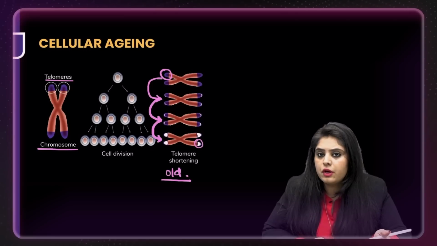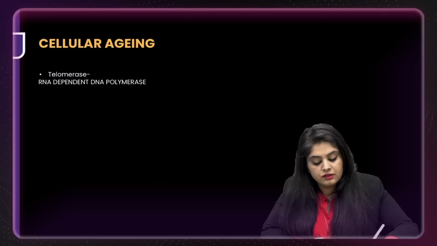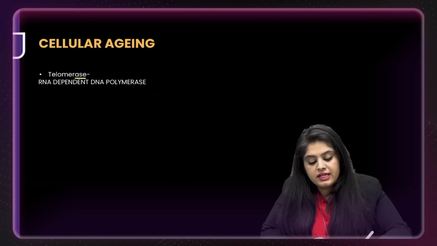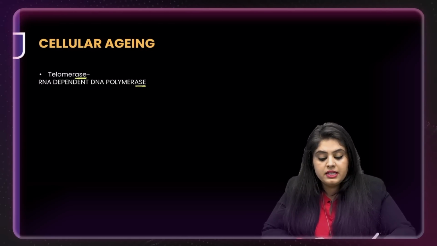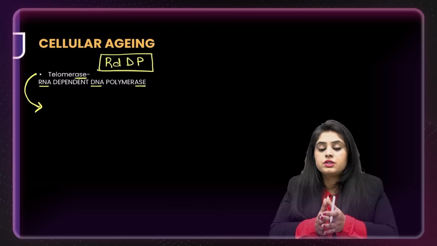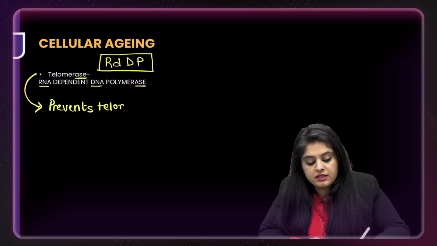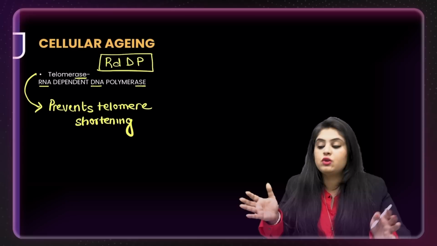So is there anyone who can stop this? Of course there is someone who can stop this, and that is an enzyme called telomerase. So please remember, telomerase is actually an enzyme. It's a kind of polymerase enzyme. It is an RNA dependent DNA polymerase. So what is it going to do? It will say, okay, if you have 1000 telomeres, I will keep it at 1000. I will not let anyone, you will divide, but your telomeres will not go short. So please remember, it prevents telomere shortening. It says, never mind, you divide, I will not let your telomeres shorten.